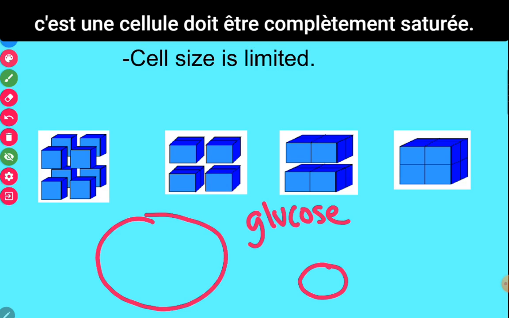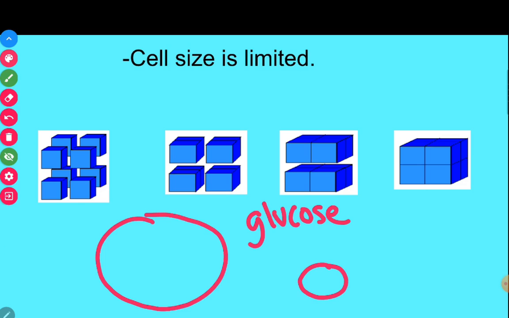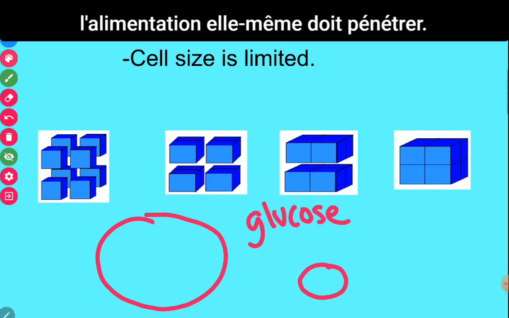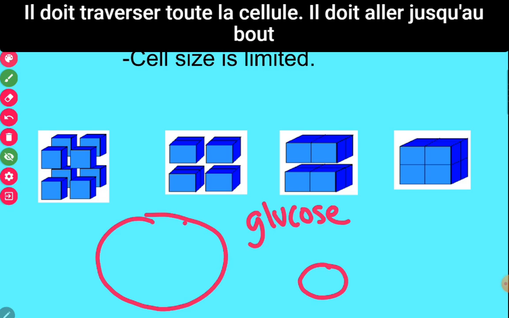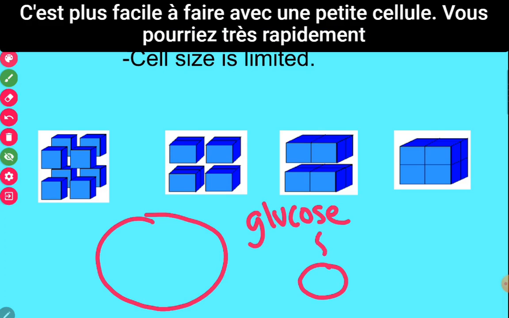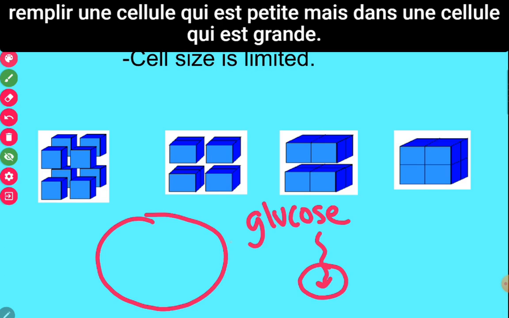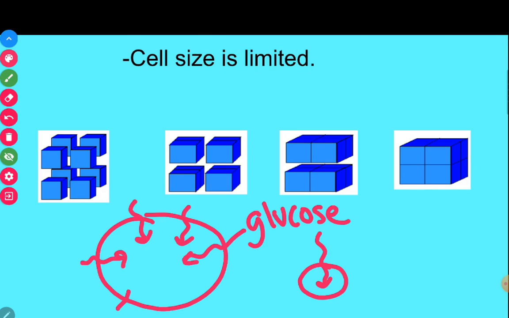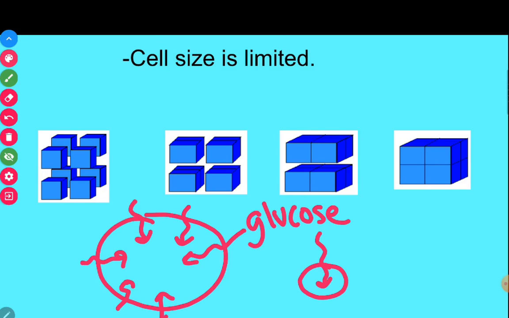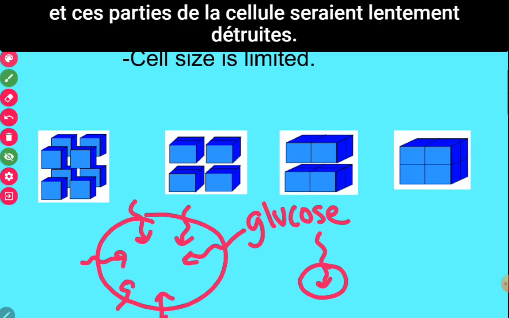A cell must be completely saturated in order to be fed. In other words, whatever the cell must feed itself must permeate. It must go through the entire cell. It must get all the way to the center. That is easier to do with a small cell. You could very quickly fill a cell that is small, but in a cell that is large, certain parts of the cell may be left unsaturated, unfed, and those parts of the cell would slowly be destroyed.